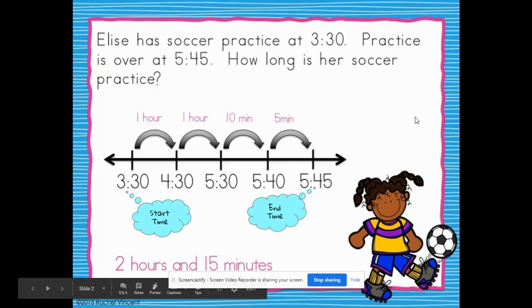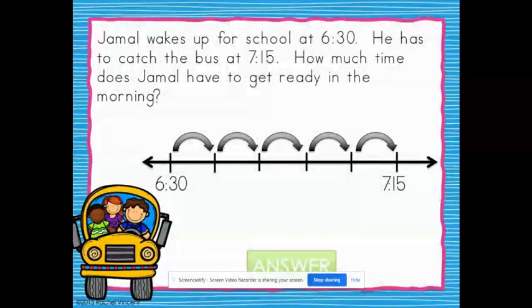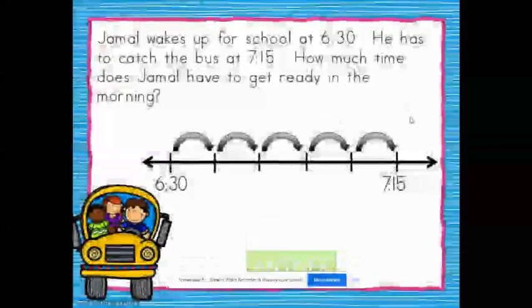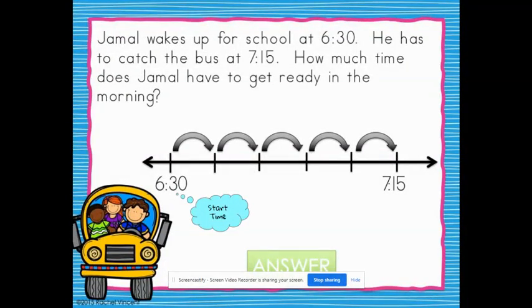Let's look at one more problem together. Jamal wakes up for school at 6:30. He has to catch the bus at 7:15. How much time does Jamal have to get ready in the morning? Well, I can see that he wakes up for school. So when he wakes up at 6:30, that's when he's going to start getting ready. So, oops, I skipped back. So 6:30 is going to be my start time.